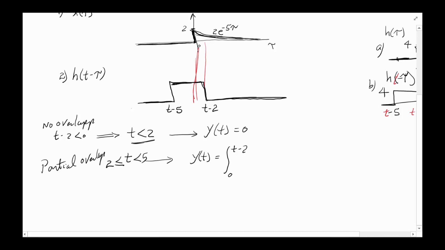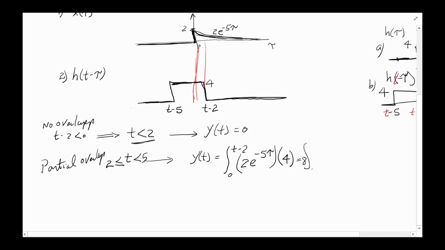And so let's do the next interval. Well, actually, let's finish this one. So 0 to t minus 2, and then the equation is going to be this. Remember, this was 4, the magnitude. Let's write it in order. The first thing you have to write is x of t. X of t is simply 2e to the minus 5 tau, and h of t minus tau is simply 4. Okay? So to solve this, we're just basically doing an integral.